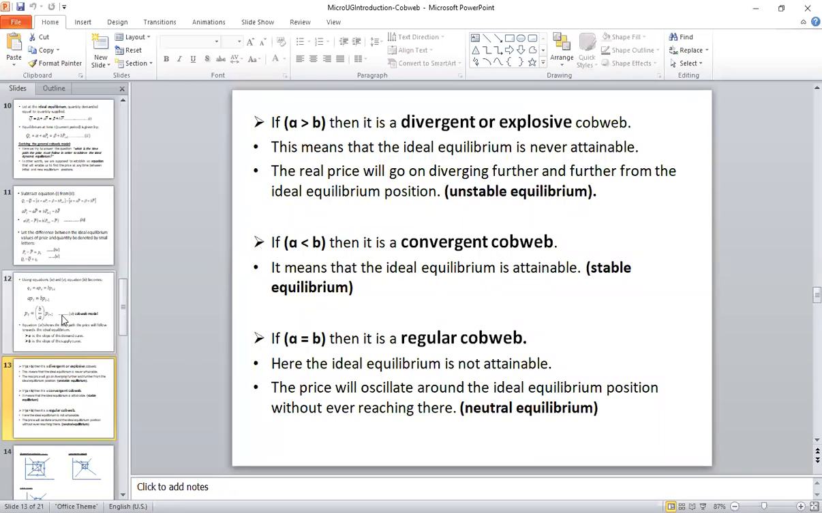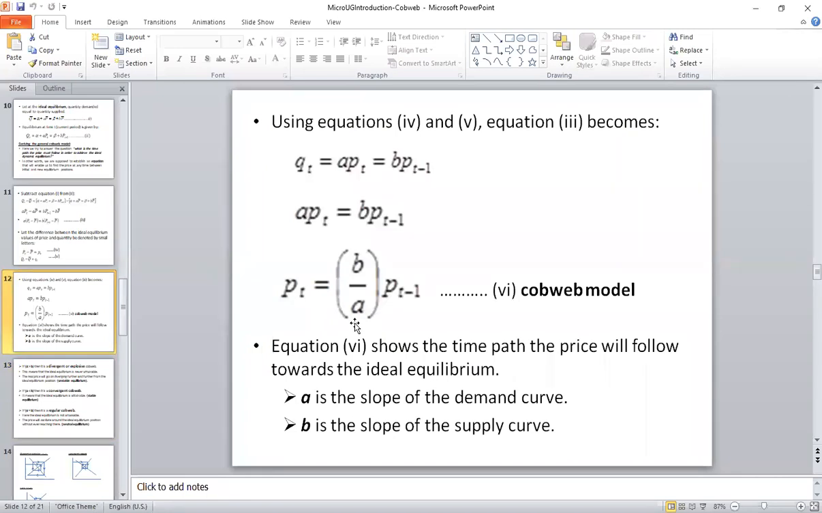Okay, now let me go back a bit. Someone is saying that if we are making PT the subject of the equation, why do we still have PT on both sides of the equation? When you look at the cobweb model, you don't have PT on both sides. This is PT minus 1. It is not PT. Remember, PT minus 1 is the price at the previous period, so this PT is the price in the current period. We don't have PT on both sides, okay?